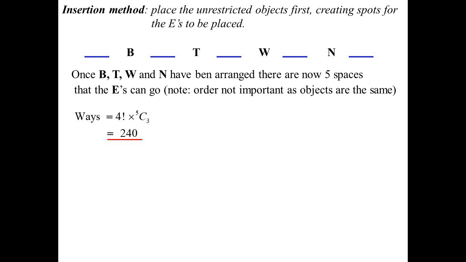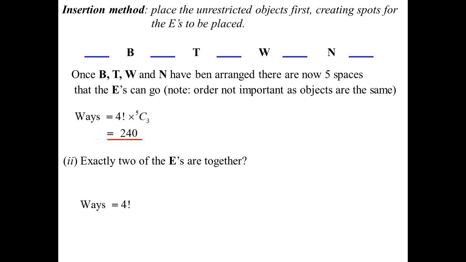240. There's my answer straight away. Okay, that's what we call the insertion method. What about if exactly 2 of the E's are together? I can still use this idea because it'll be 4 factorial. I'll do the B, T, W, N. Exactly 2 of the E's are together.